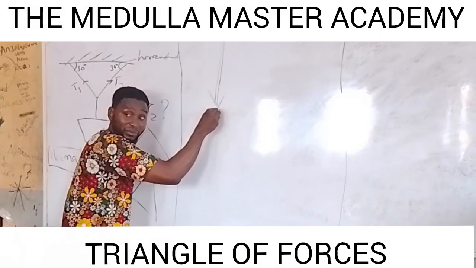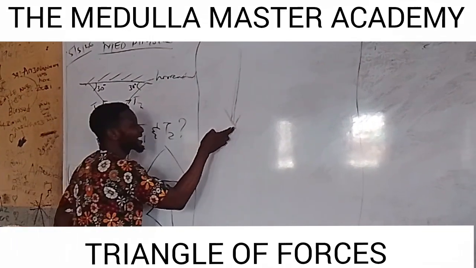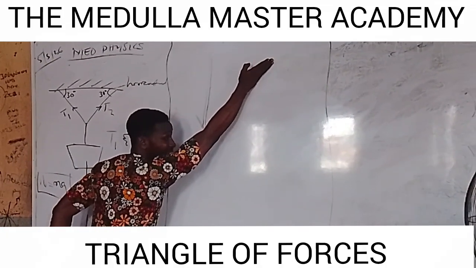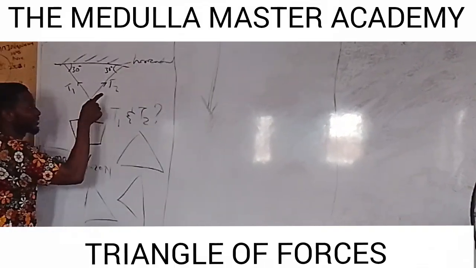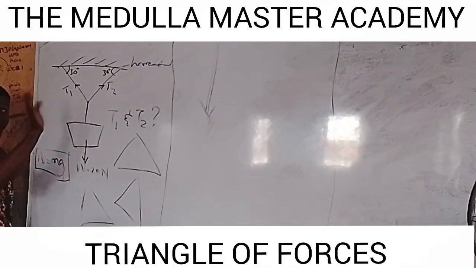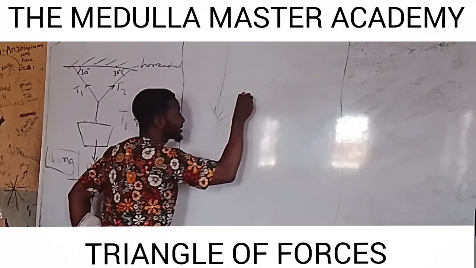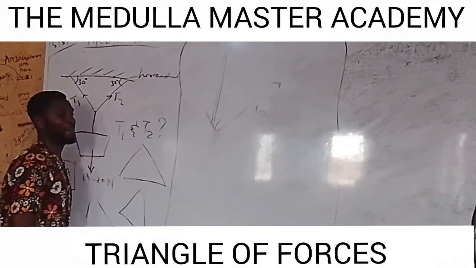Are you getting me now? Are you guys getting it? So which one do I draw? Of course, since it's ending here, I must draw something that goes like this. Out of these two lines, which one goes like that? T2. So you see, it's very simple. So I draw T2 like this. This is my T2.